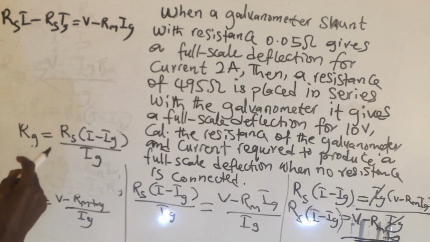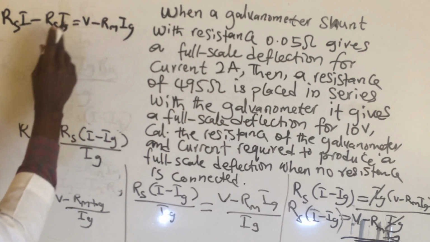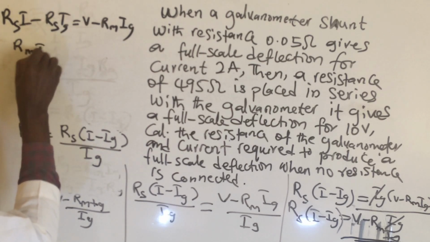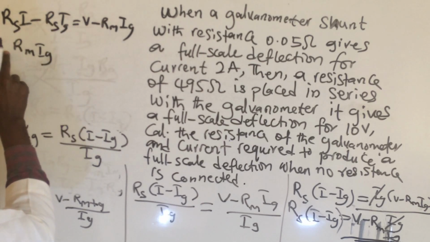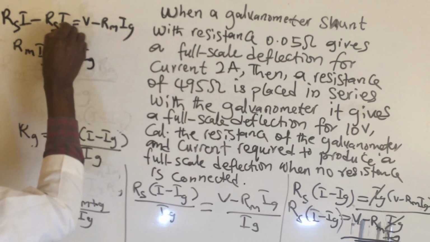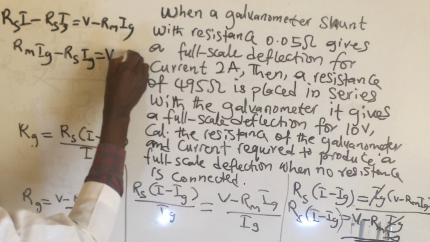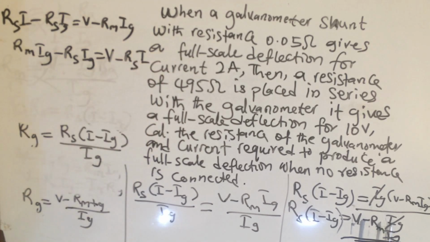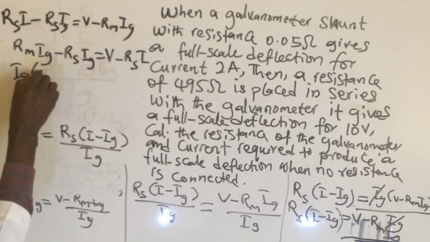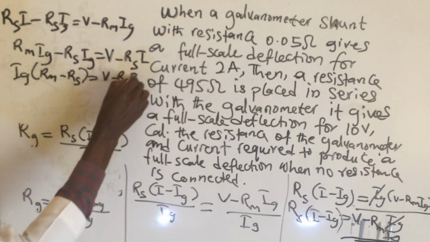Collect like terms. This and this have the same thing. So now bringing this one here, we now have Rmig, because when we bring it here it will be plus Rs Ig, equals this one V. When we bring this one this side, we change to minus RsI. Now we factorize Ig. Now we have Ig in bracket Rm minus Rs equals V minus RsI.